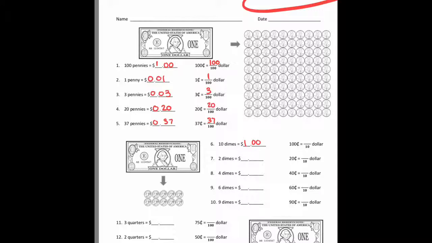Well, 10 dimes make a dollar, which would be 10/10ths of a dollar. 2 dimes would be 0.20 or 2/10ths of a dollar. Now we switch to tenths because there are 10 dimes in a dollar. 4 dimes would be 0.40 or 4/10ths of a dollar. 6 dimes would be 0.60 or 6/10ths of a dollar. And 9 dimes would be 0.90 or 9/10ths of a dollar.